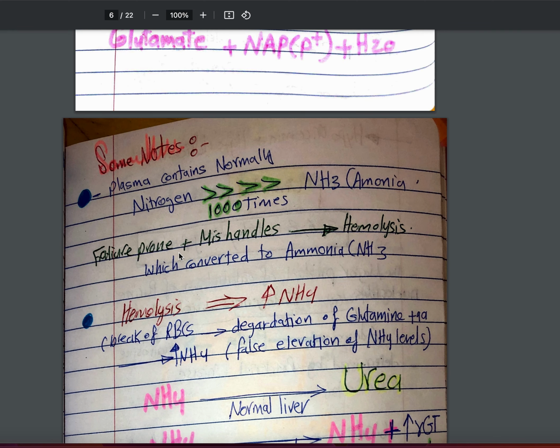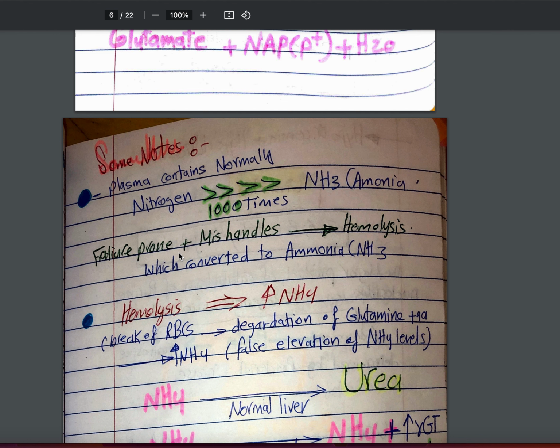So we have some notes about these things, like plasma contains nitrogen 1000 times more than the ammonia. So failure, prune and mishandling lead to hemolysis, which is converted to ammonia. Normally the plasma contains nitrogen 1000 times more than the ammonia, and then if there is mishandling or a prune or something, that leads to hemolysis, which leads to the production of ammonia.